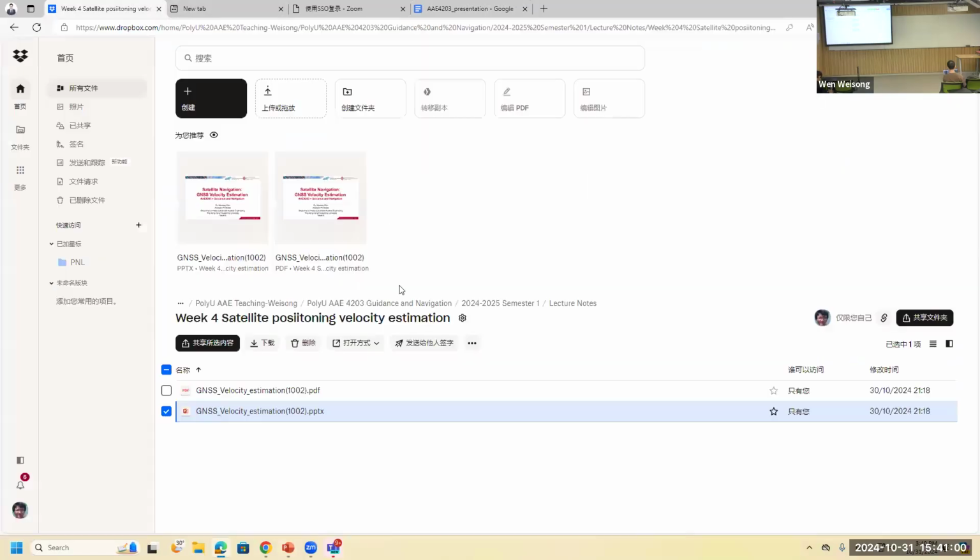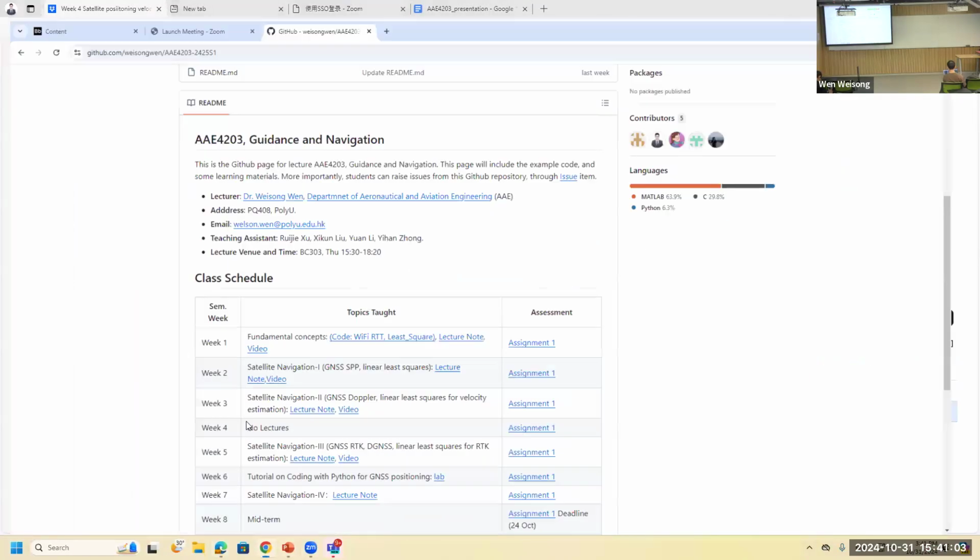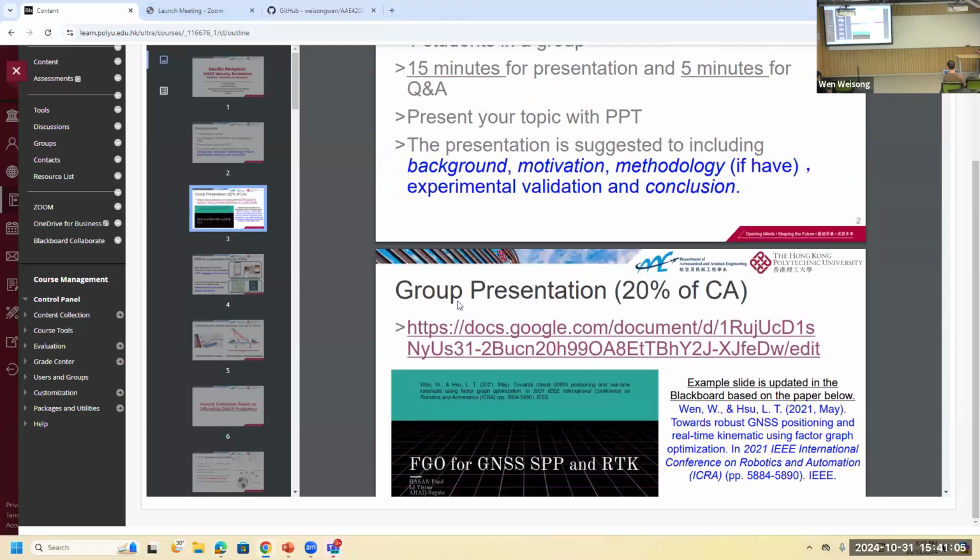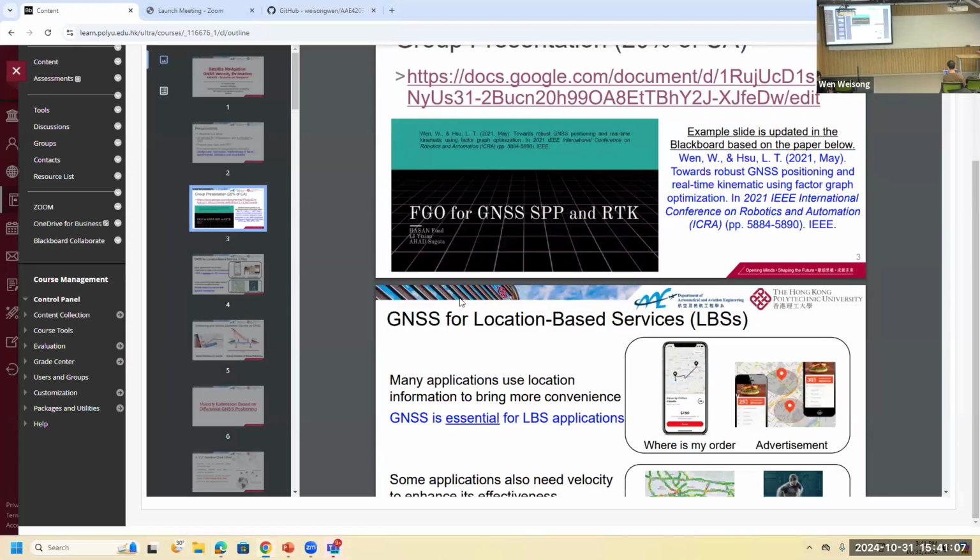As I just mentioned, you can find the details from this page. For example, this is a cover page of a presentation from previous semesters. This cover page is about this paper, published at ICRA, which is an academic conference of the Robotics Society. So it's clear.